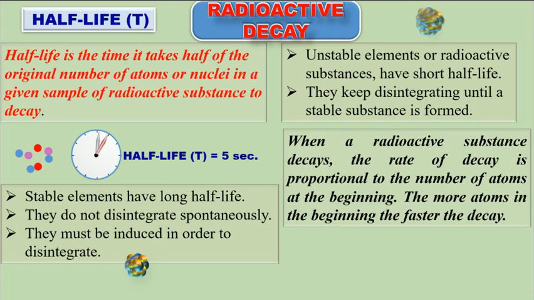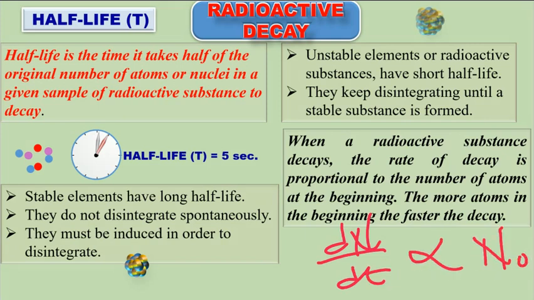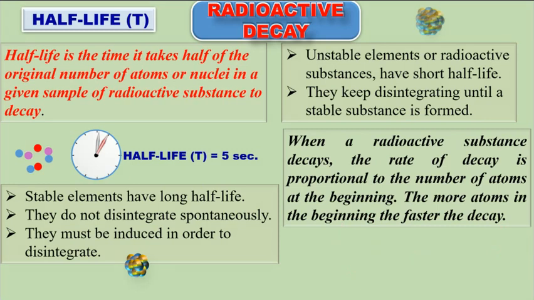Please, that's very important. You should know that. That's why we say the rate of decay. If I write the equation, the rate of decay, the change in the number of atoms with respect to time, is directly proportional to what? To the number of atoms at the beginning. N0 is the number of atoms at the beginning. The rate of decay is directly proportional to the number of atoms at the beginning.